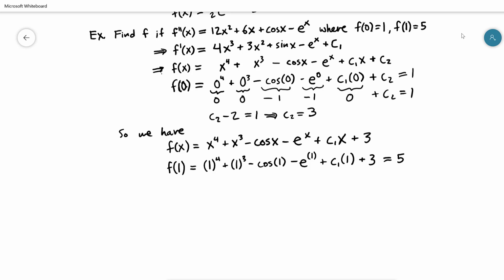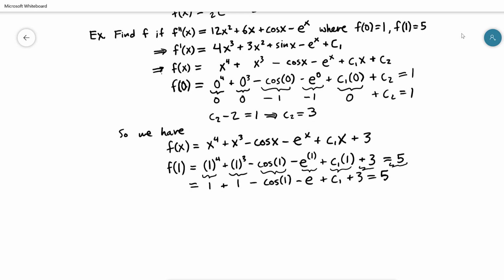And so if I look at all the pieces that we've got out of this, try to simplify it, I've just got a 1 plus a 1 minus the cosine of 1 minus e to the 1, which is just e, plus c1 plus 3 equals 5. And our goal is to now solve for that c1. So let's isolate that c1. I've got a 1, so here's all those pieces. Hopefully that's pretty clear. It's a little wonky, whatever, good enough.